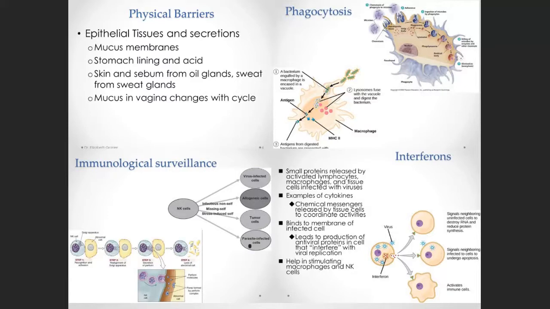Okay. All right. The next two non-specific defenses we're going to talk about are protein molecule-based defenses. So they're not cell-based, they're protein molecule-based defenses. These are interferon and complement. Okay. Now, interferons, and you hear about people take interferon medications if they're on the HIV drug protocols.